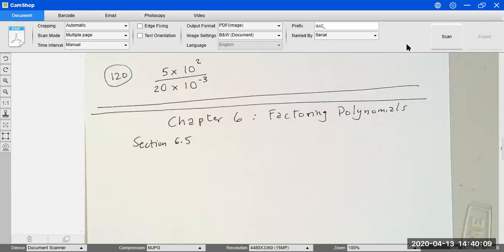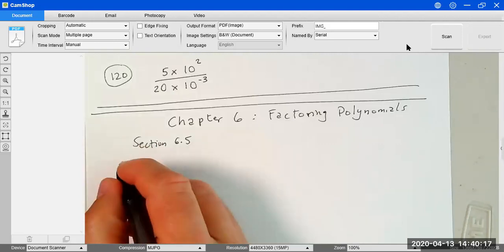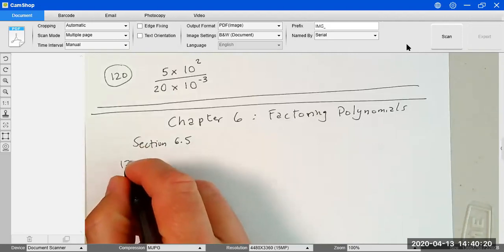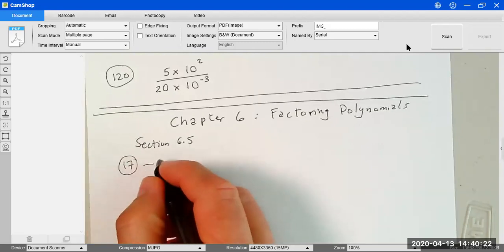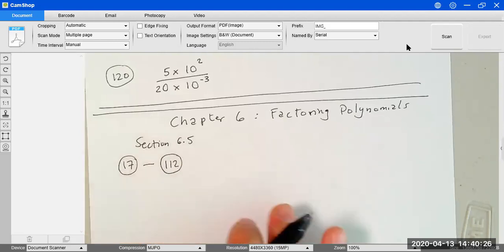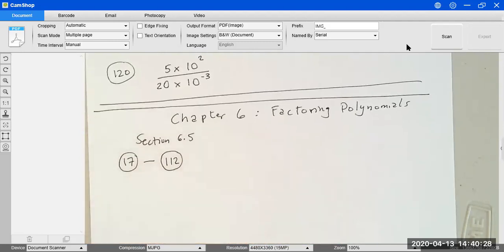So it's a good exercise set for you to practice for the exam. So if you have time, try to solve problems, as many as possible, from problem 17 through 112. So there are a lot of problems. If you solve problems within this exercise set, you're going to be well prepared for factoring.